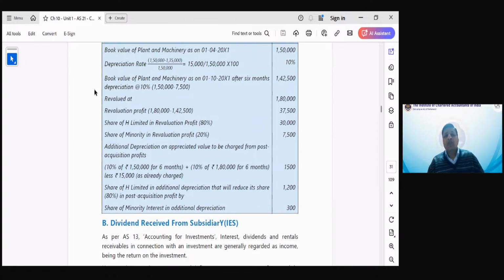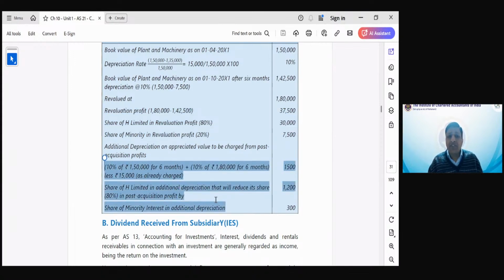This impact will again go to two parties, similar to what you did for revaluation. So this 1,500 additional depreciation impact will be shared by two parties. What are those? Holding company and minority interest, in proportion to the ratios they hold. Everyone clear? In proportion to the ratios they hold, this will be shared by them. Clear?